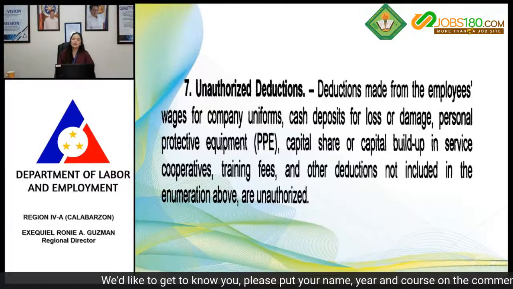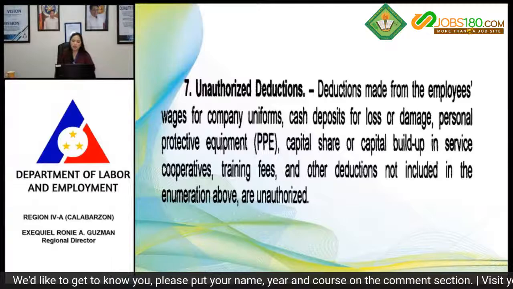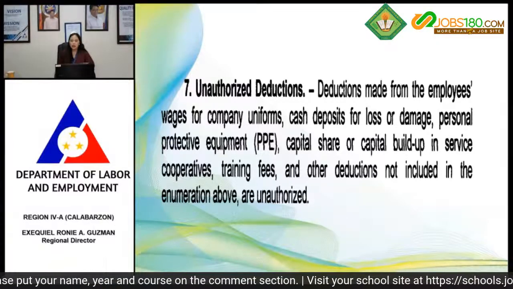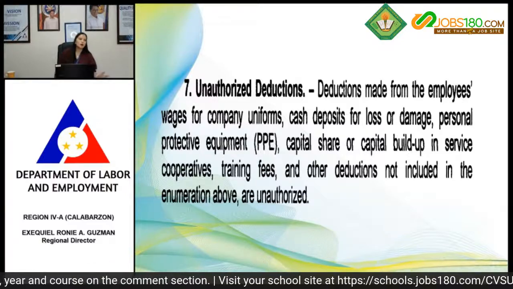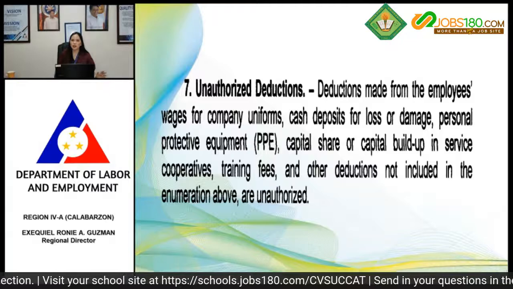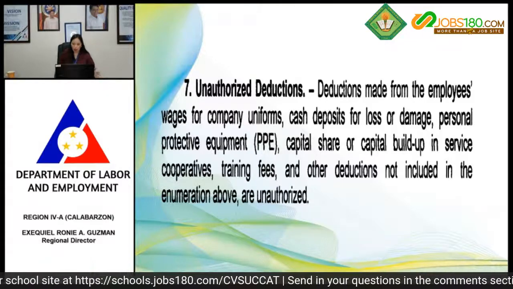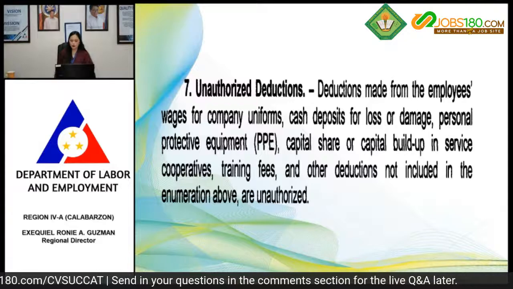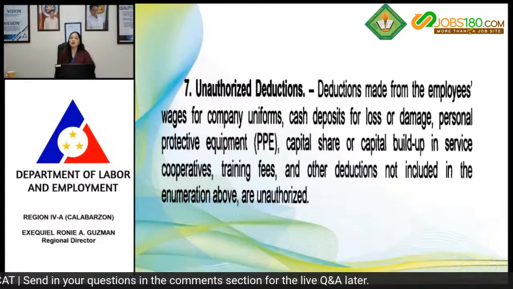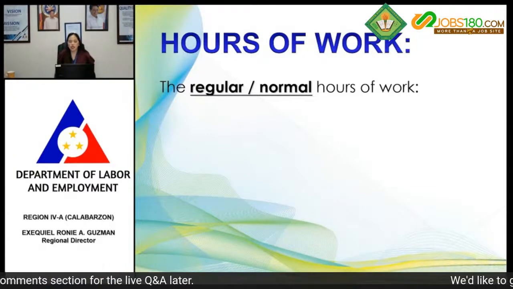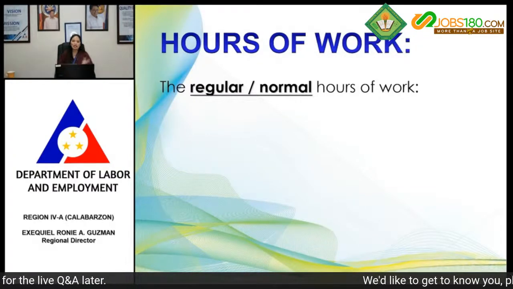When it comes to training fees and such other deductions, dapat po ay libre. But kung merong iba pong provision sa inyong company rules and regulations or sa CBA, yun po ang mananatili. Next po is the normal hours of work. Ilang oras daw po ba ang normal working hours? So, alam niyo naman po yan.